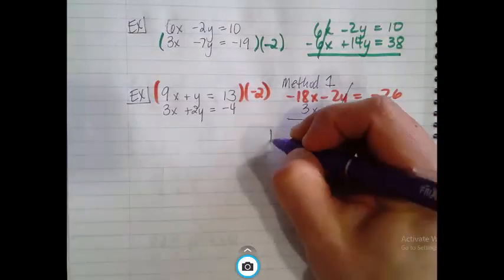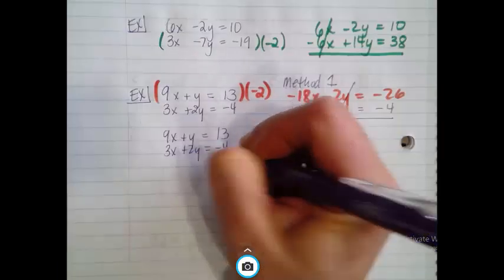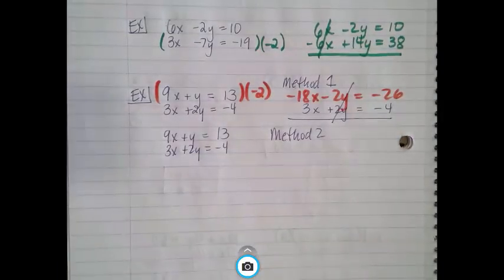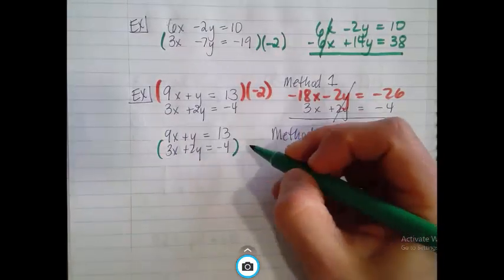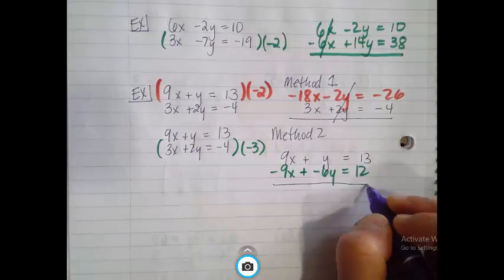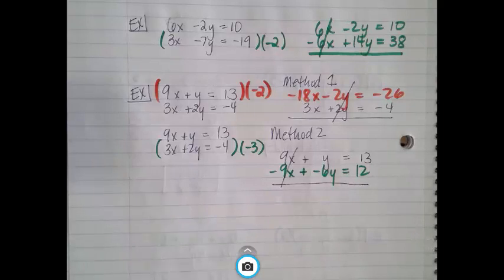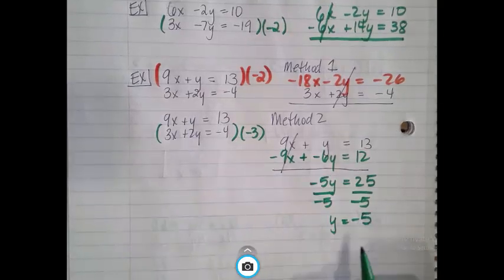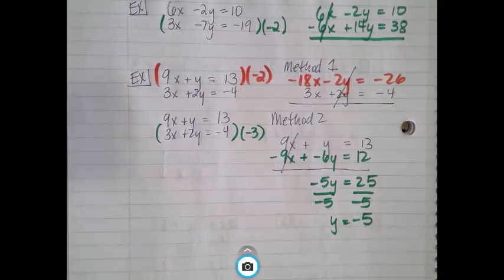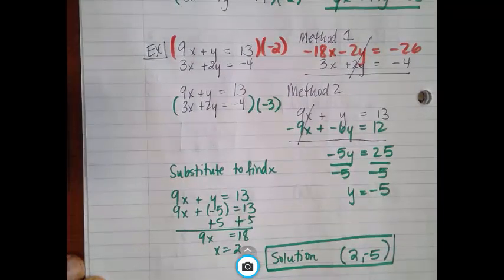You might have thought of this as trying to cancel out the x's. And that absolutely works too if you take the second equation and multiply by -3. Because you can see here, the x's would cancel out. Let's go ahead and finish solving this one just for a little bit extra practice. I've got y equals -5, and now I can substitute to find x. So my solution is 2, -5. Awesome.